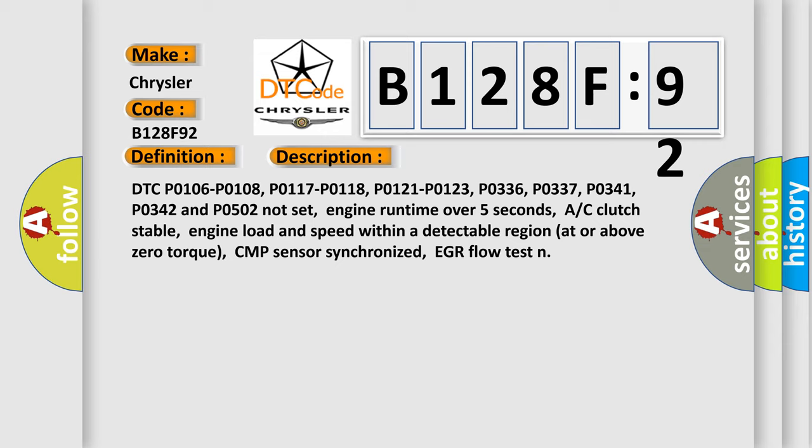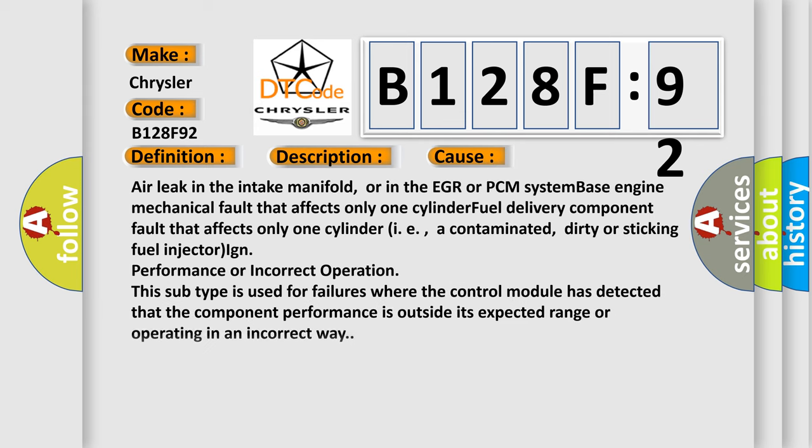This diagnostic error occurs most often in these cases: air leak in the intake manifold, or in the EGR or PCM system; base engine mechanical fault that affects only one cylinder; fuel delivery component fault that affects only one cylinder, i.e., a contaminated, dirty or sticking fuel injector or incorrect operation. This subtype is used for failures where the control module has detected that the component performance is outside its expected range or operating in an incorrect way.